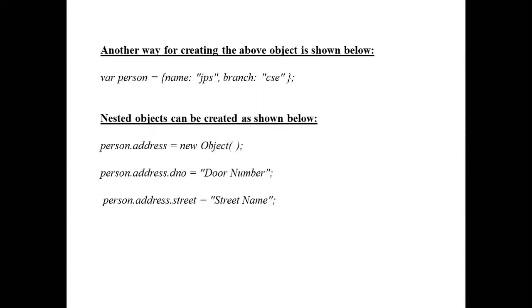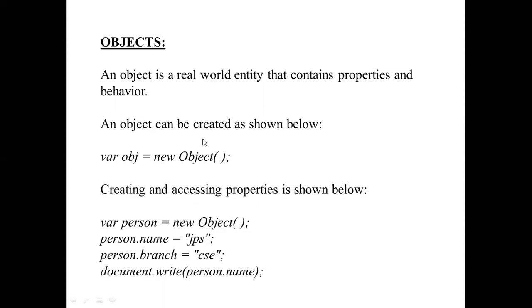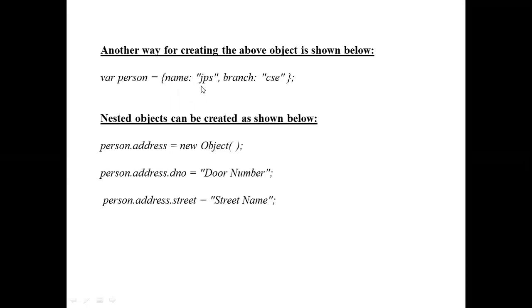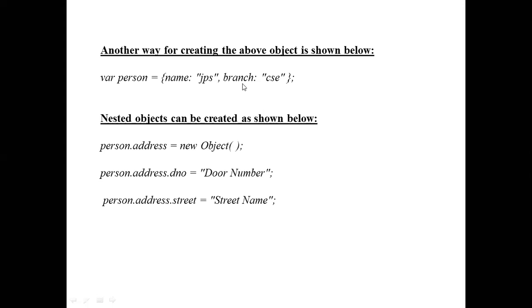Next, another way of creating an object. So here var person = new Object. Here it is also created as var person = {first property name: value of the property, second property: value of the property}. So this is another way of creating the object.